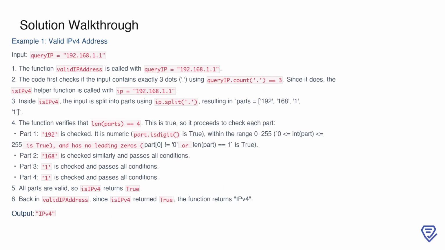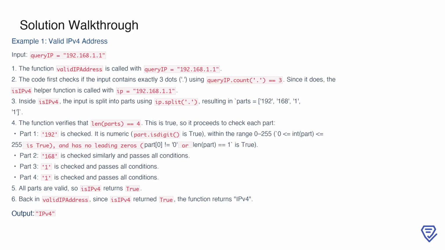Here, we start by addressing the input query IP equals 192.168.1.1, which is to be validated as an IP address. The first step is to check if the input contains exactly 3 dots, indicating a potential IPv4 address. Since this condition is met, the isIPv4 helper function is invoked. Inside isIPv4, the string is split at the dots, resulting in the parts 192, 168, 1, 1.